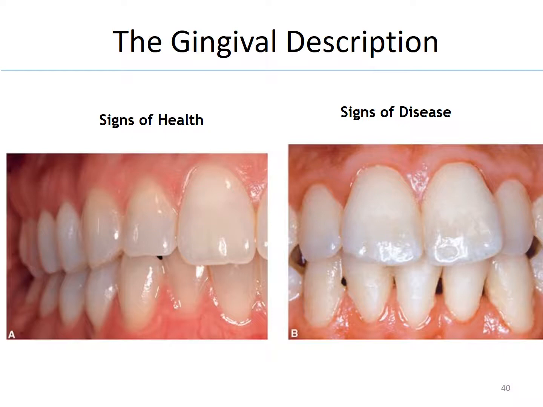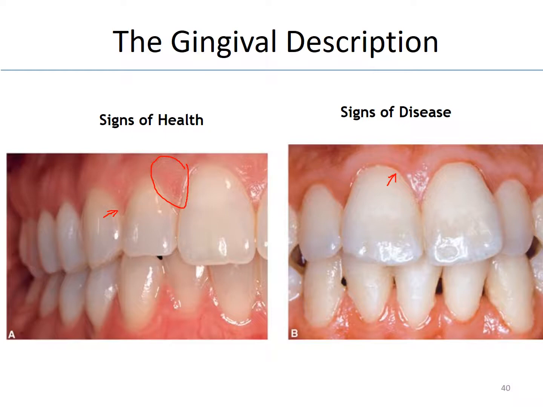All right, so here's our health. Notice how the gingiva is nice and stippled here. You're going to notice that the papilla is pointed. The stippling you can kind of see. I'm going to circle this area here. You can kind of see that orange peel appearance. That is stippled.